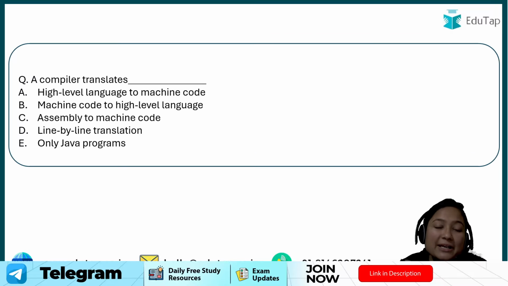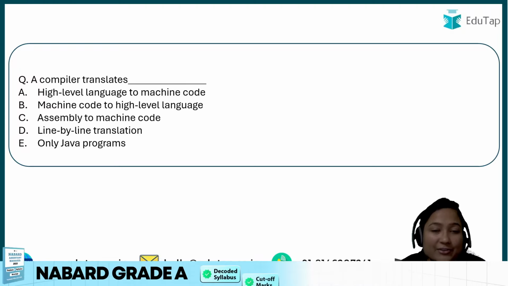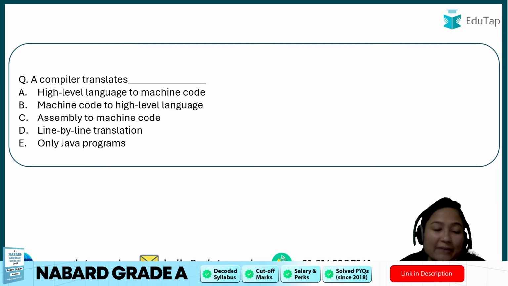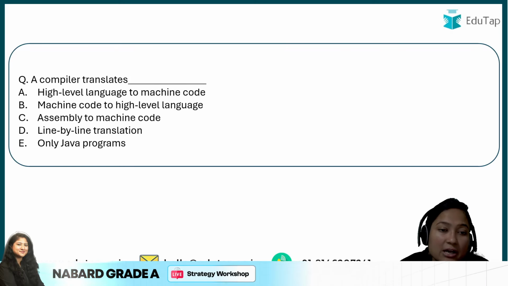Now, a compiler translates dash: high level language to machine code, high level language to assembly, machine code to high level language, line by line translation, or only Java programs.